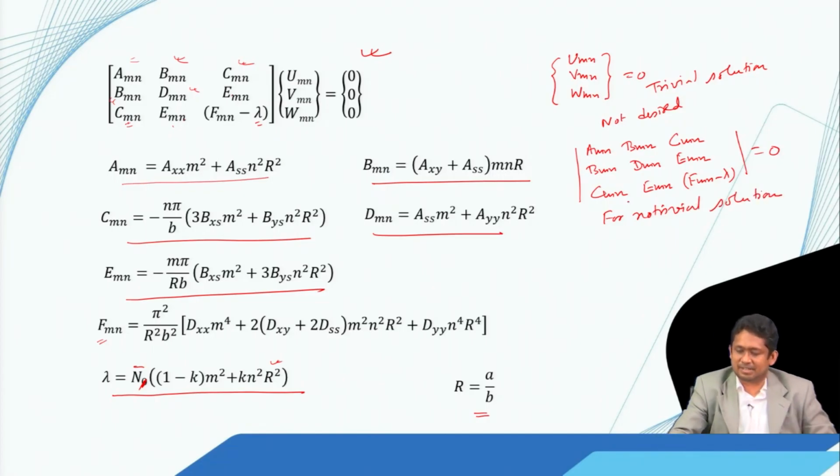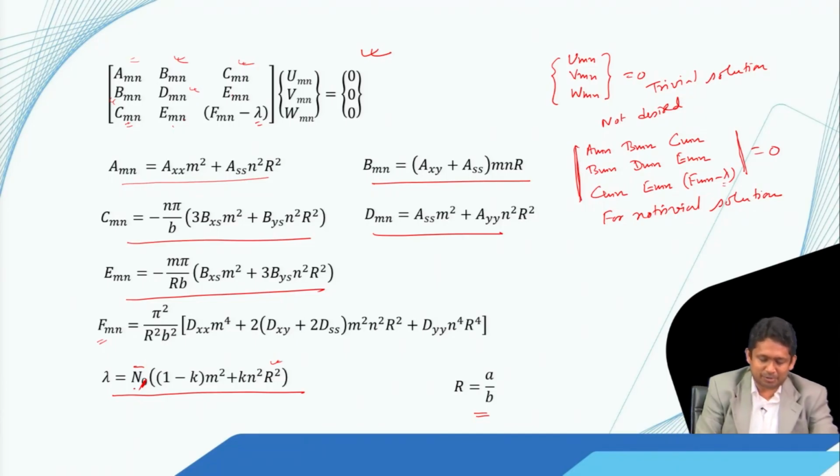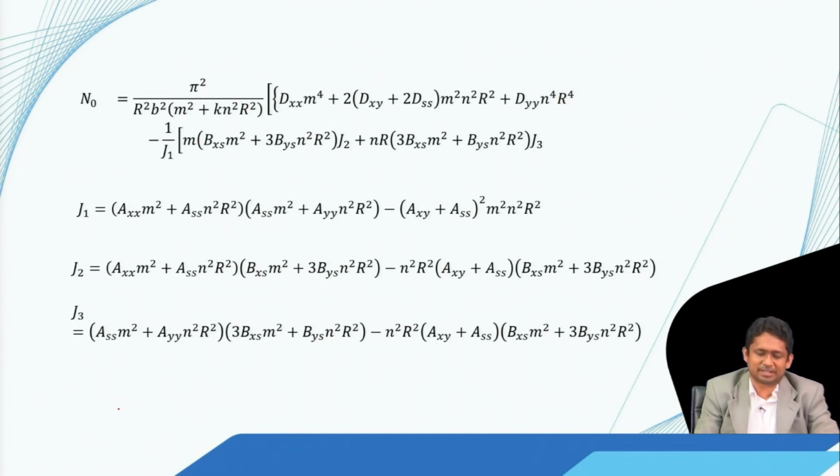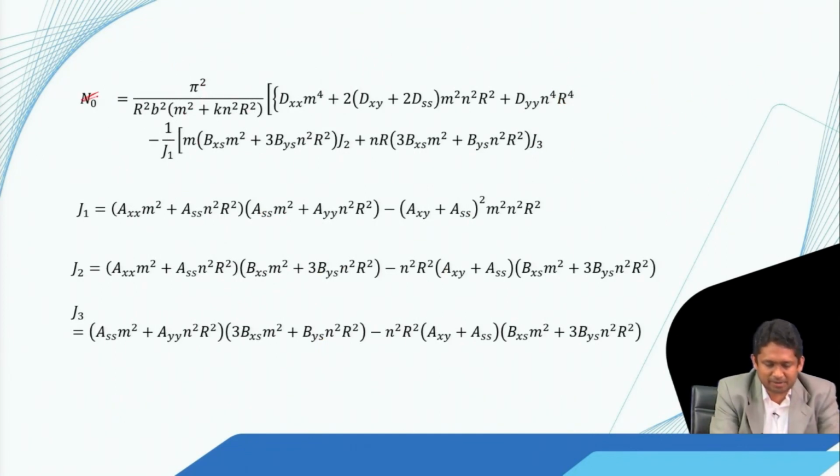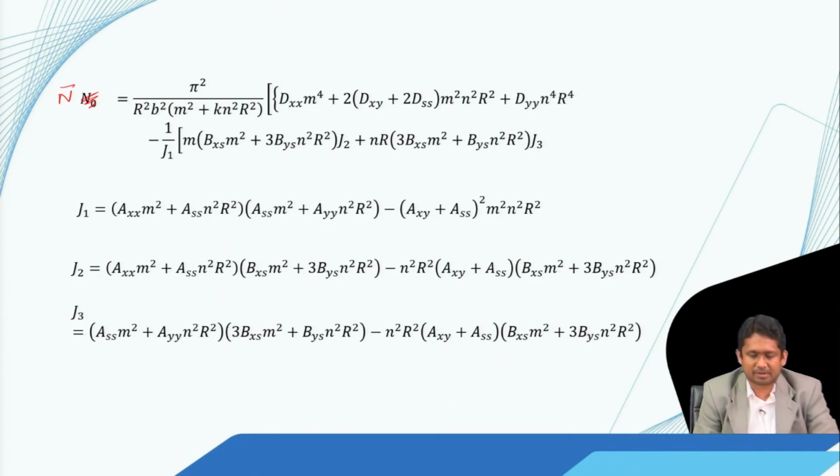Now if I set the determinant of this matrix to 0, then we can solve for lambda, and if I can solve for lambda, I will get to know what my n bar is. So after doing that, finally the n bar comes out as this. This becomes the expression for n bar.